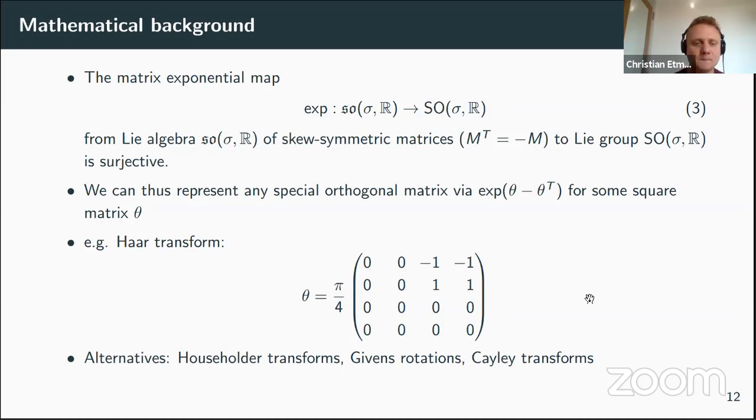And this is, of course, just one way of producing orthogonal matrices. Other alternatives are Householder transformations, Givens rotations, or Cayley transforms. And really, it's up to you what you want to do and how easy it is to implement the necessary derivatives, for example. Here in this case, we decided for the matrix exponential because it was basically easy to implement. And this gives you theoretical guarantees by a very simple operation.